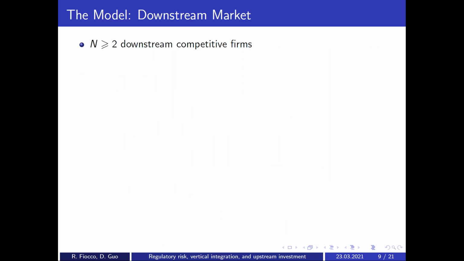Now let's go to the downstream market. So there are asymmetric competitive firms. The downstream firms get higher payoffs pi upper bar when the upstream investment is successful. Otherwise, they will get lower payoffs pi lower bar. Because, also like the upstream firms, they enjoy the successful upstream investment. Please notice that the ranking, pi upper bar is larger than pi lower bar, holds under any type of competition, as long as the competition generates positive payoffs.